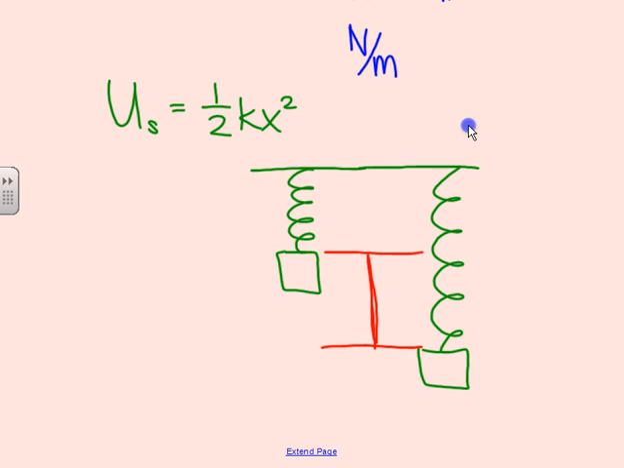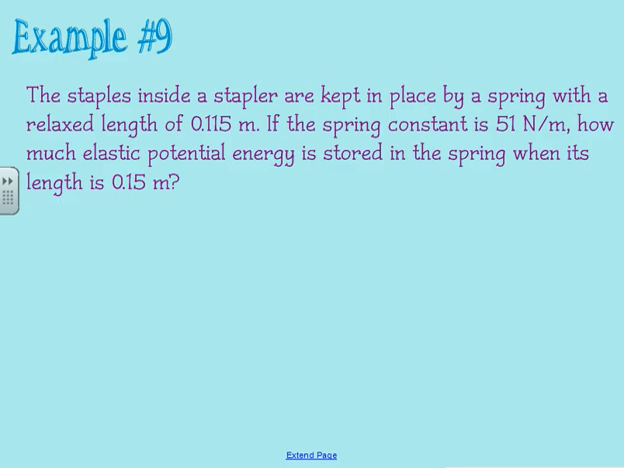Let's look at a few problems that deal with these two equations. This first problem talks about the spring inside of a stapler. We're given the spring constant, and we're told what its relaxed length is. And we want to know how much elastic potential energy is stored in the spring when its length is 0.15 meters.